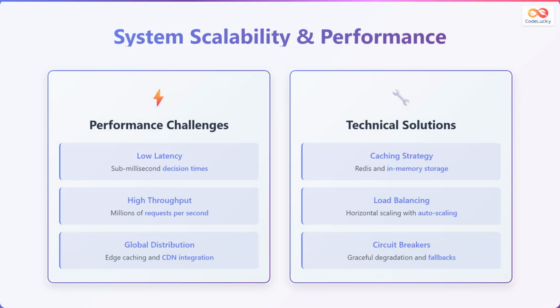Achieving system scalability and performance presents several challenges. These include low latency decision times, high throughput to handle millions of requests per second, and global distribution with edge caching and content delivery network integration. To address these challenges, technical solutions such as caching strategies using Redis and in-memory storage, load balancing with horizontal scaling and auto-scaling, and circuit breakers for graceful degradation and fallbacks are employed.